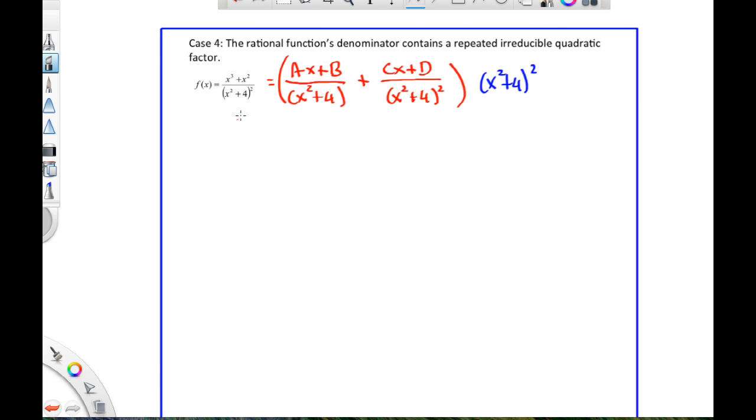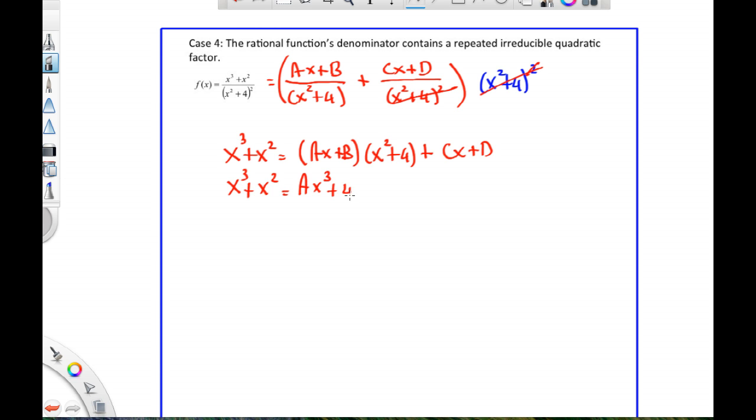And when you do that, over here you just get x cubed plus x squared. Over here we get ax plus b. X squared plus 4 cancels once, right? But that still leaves an x squared plus 4. And on this one, they actually completely cancel. This cancels completely with that. So we do end up with just cx plus d. And that makes life a little easier. Then you FOIL, so ax cubed plus 4ax plus bx squared plus 4b plus cx plus d.